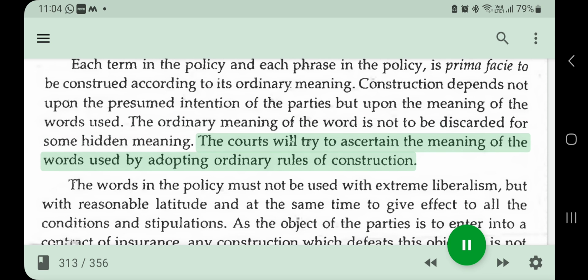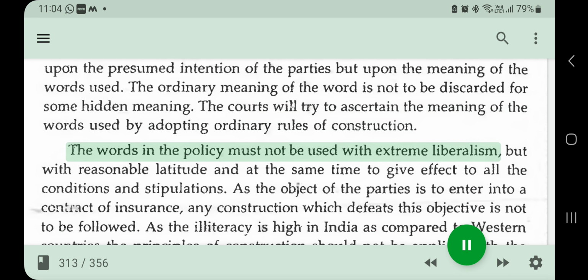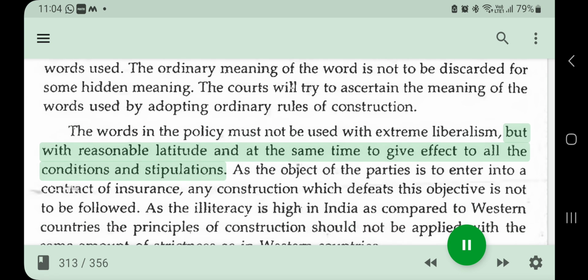The courts will try to ascertain the meaning of the words used by adopting ordinary rules of construction. The words in the policy must not be used with extreme liberalism, but with reasonable latitude and at the same time to give effect to all the conditions and stipulations.